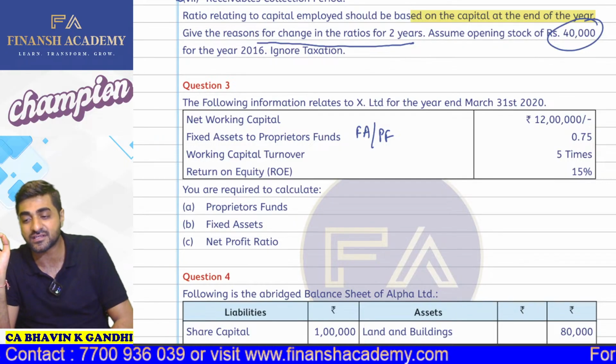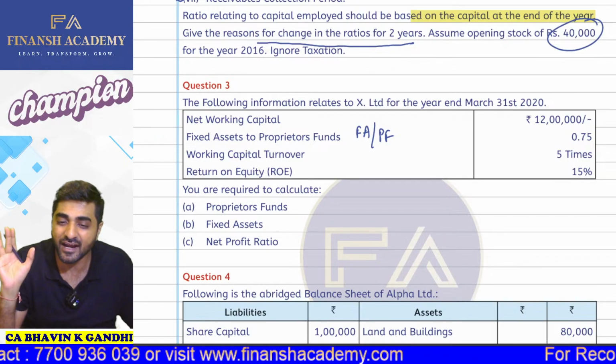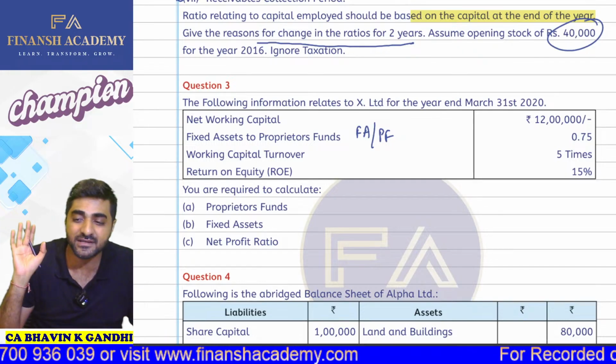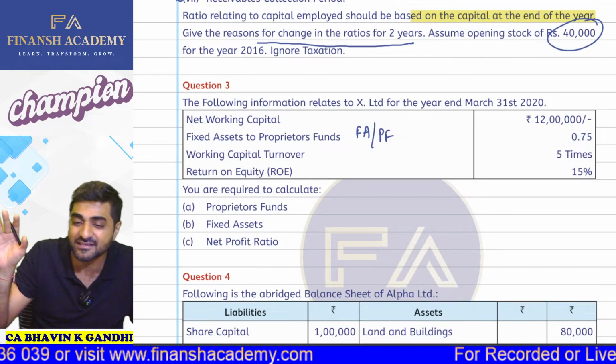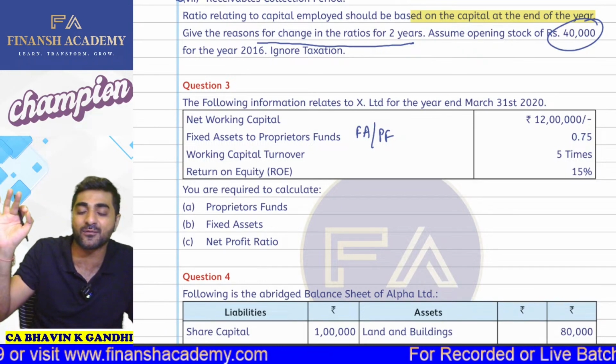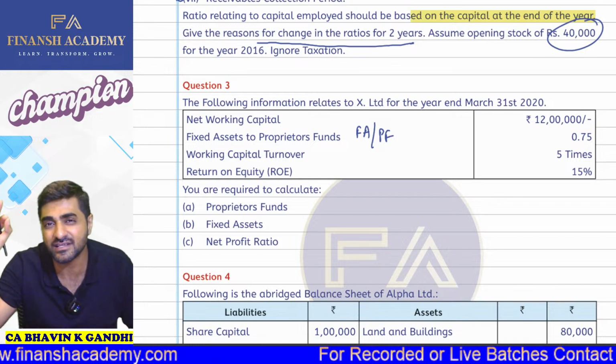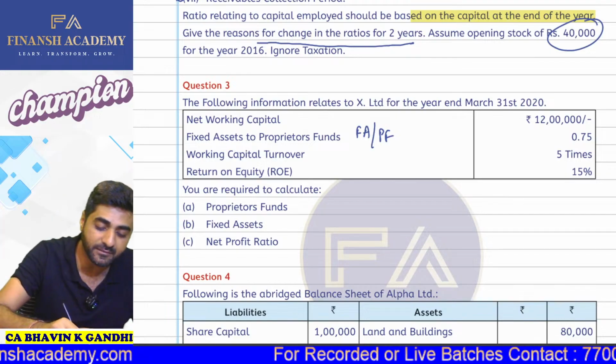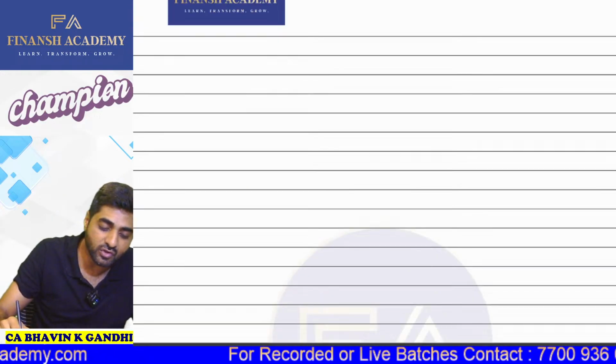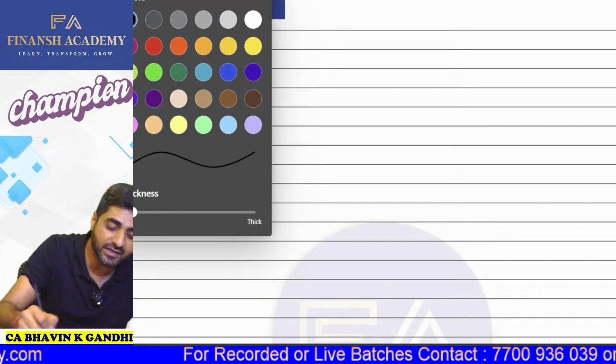Working capital turnover ratio is given as 5 times, and we have the ROE available as 15%. Based on this data, you are required to calculate the proprietors' funds, fixed assets, and net profit ratio. These are the three things we need to calculate. So, solution now to my question number 3.